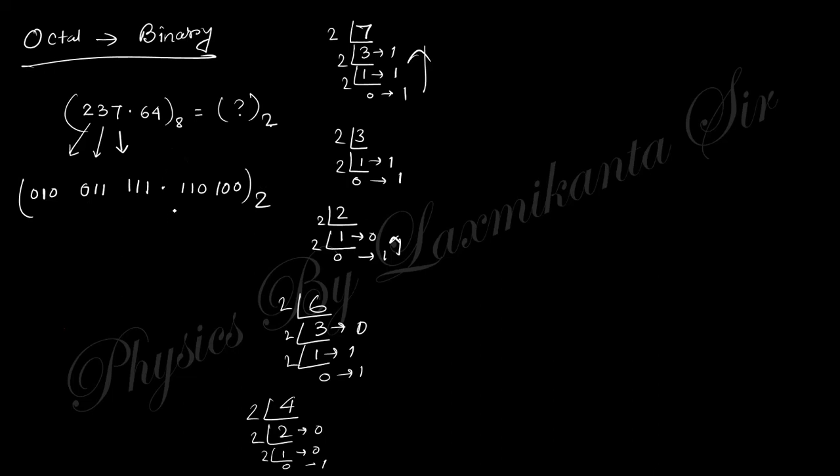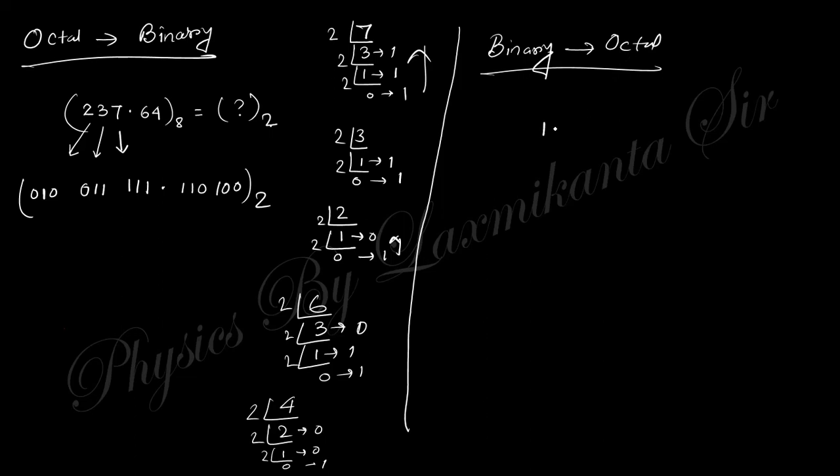In the reverse, if you change the binary to octal, suppose this is 1011101011. So you take 3 digits like that. So this gives you the octal number. Clear? So you can change from octal to binary.